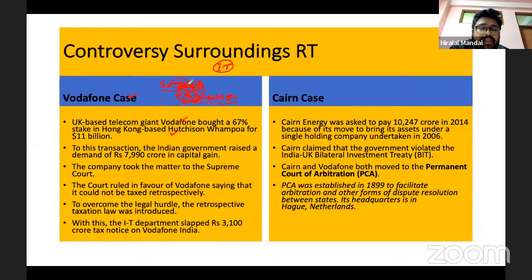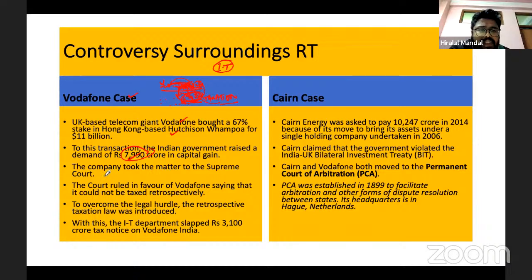The Finance Act ensures that this comes under the taxation of the country, because it was a transaction of Indian assets in foreign countries. That is what the problem was, and therefore the Indian government raised a demand for 7990 crore in capital gains tax.